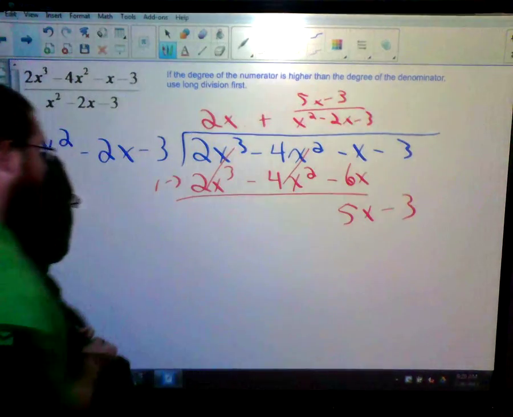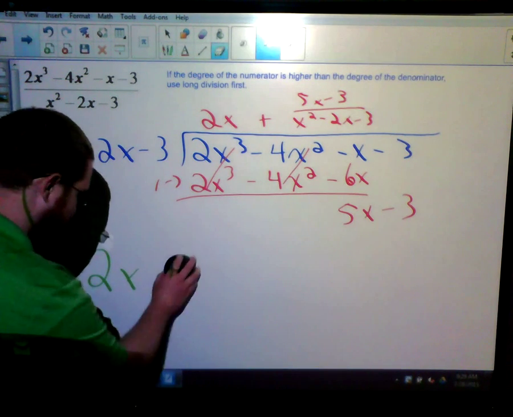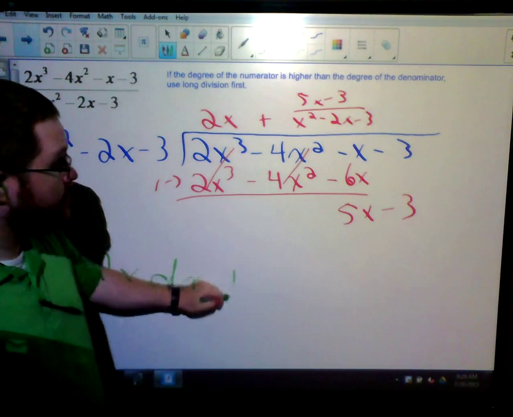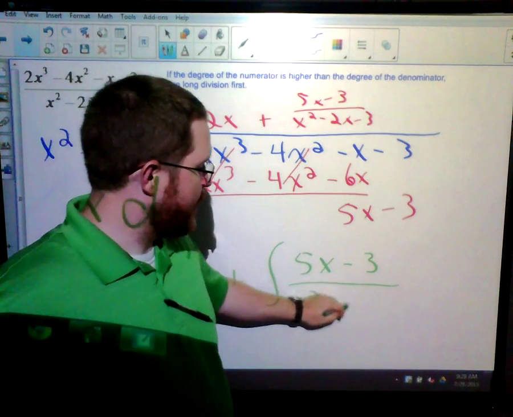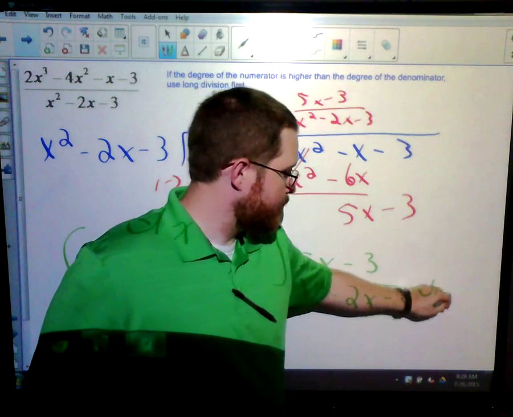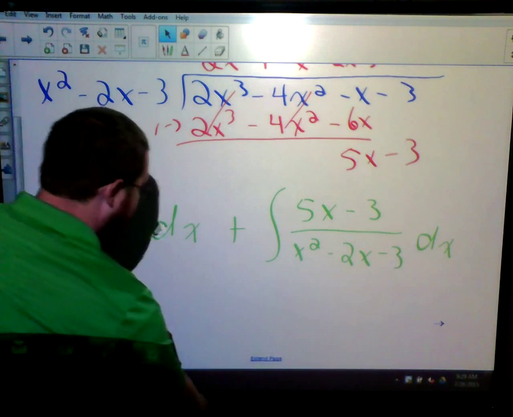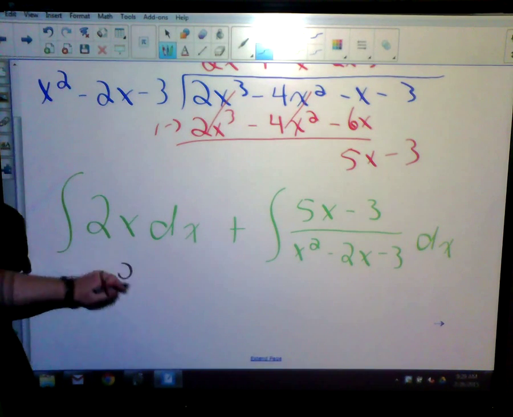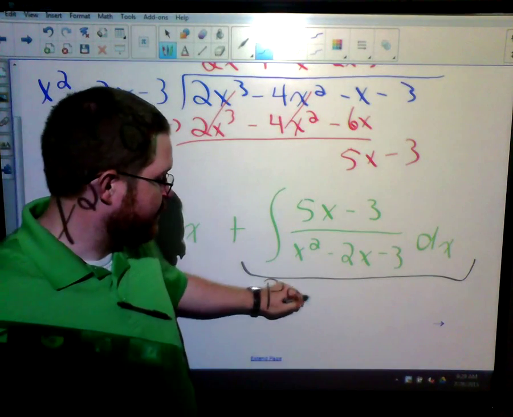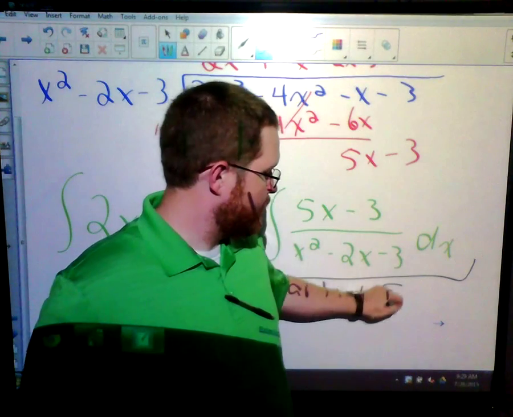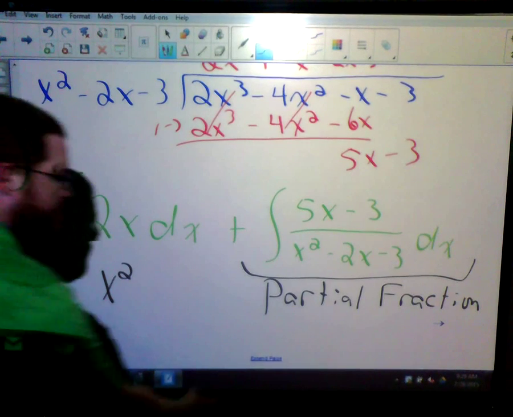So now my integration problem is the integral of 2x, don't forget your dx, plus the integral of 5x minus 3 over x squared minus 2x minus 3. So let's take a look at what we have now. This is really easy. This is x squared. This is the partial fraction we just did. We just did this problem, so I'm not going to do it again. But I can put my answers together.